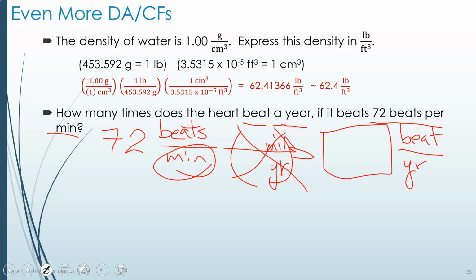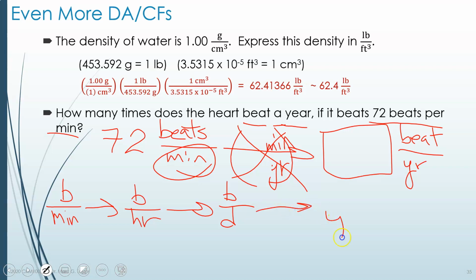Well, you might be able to find it on your conversion sheet. But you can create this by doing a number of things. You can take beats, and I'm just going to abbreviate it as B, per minute, and convert that to beats per hour, because you know how many minutes are in an hour. And you can convert beats per hour into beats per day, because you know there are 24 hours in a day. And then you can convert days to years, because you know how many days are in a year.